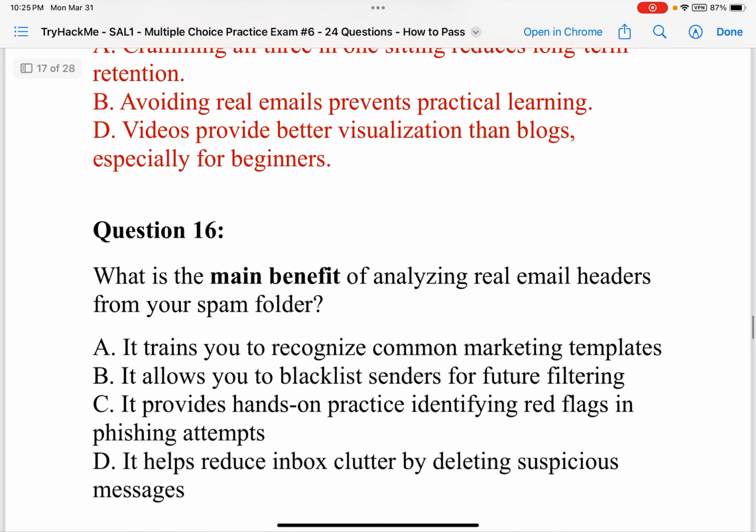Question number 16. What is the main benefit of analyzing real email headers from your spam folder? A. It trains you to recognize common marketing templates. B. It allows you to blacklist senders for future filtering. C. It provides hands-on practice identifying red flags and phishing attempts. Or D. It helps reduce inbox clutter by deleting suspicious messages.